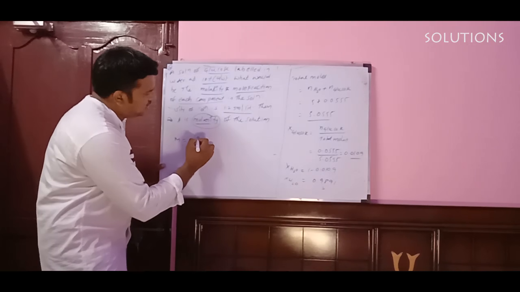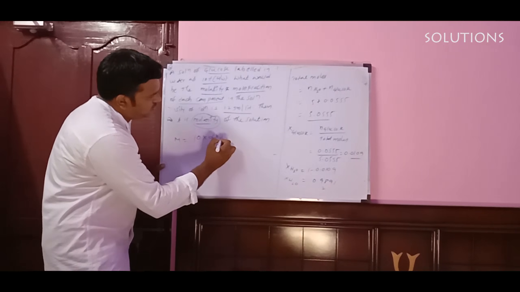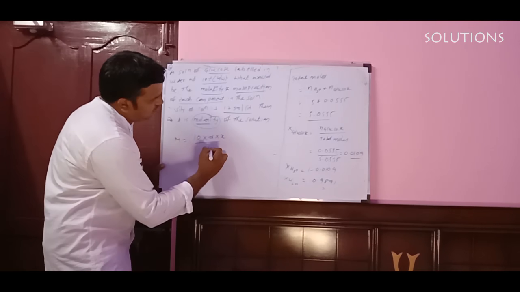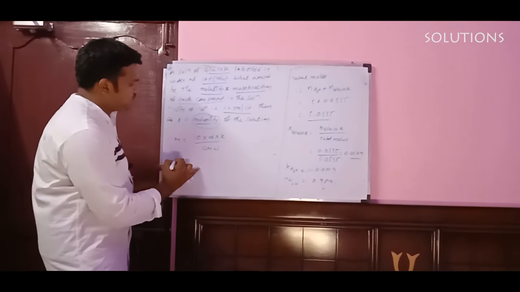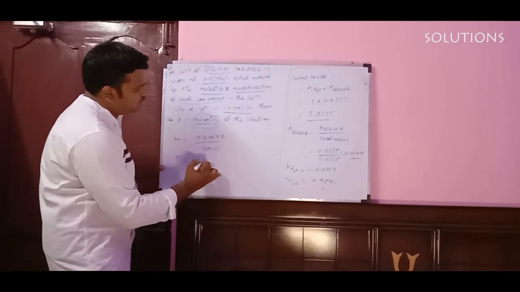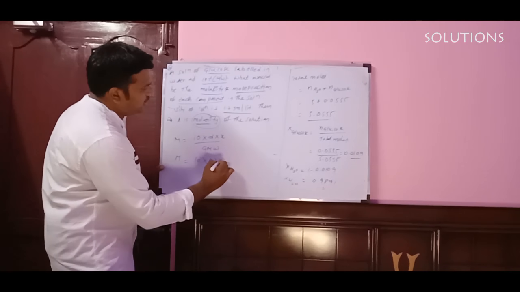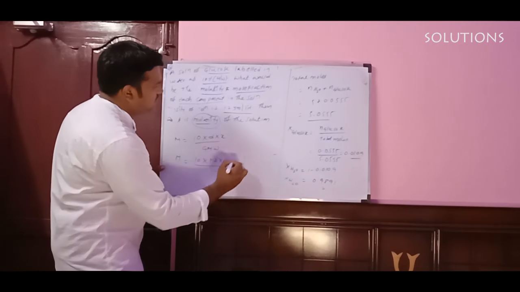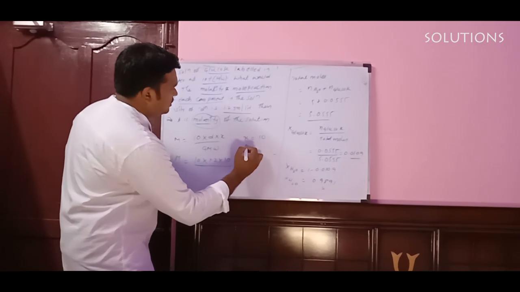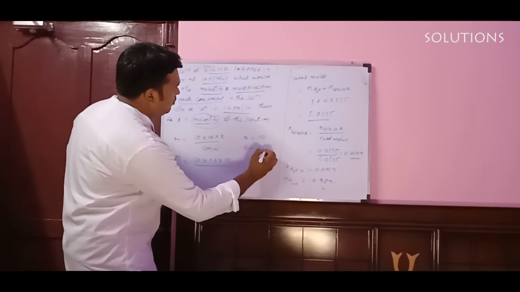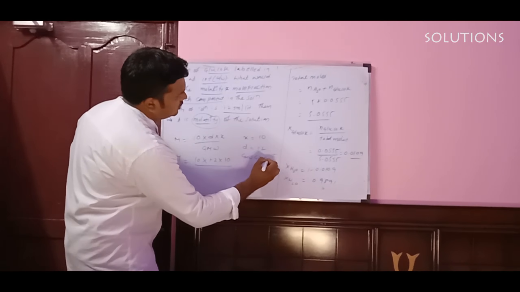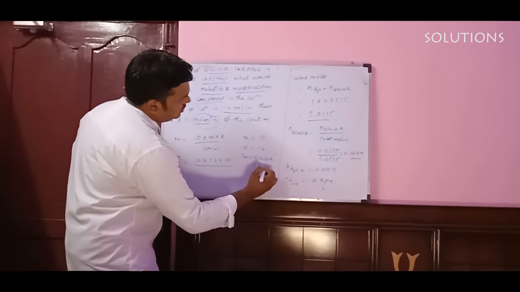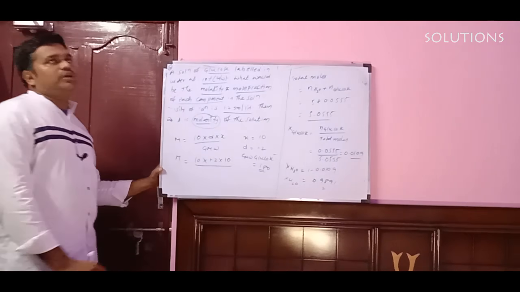You know one formula, 10 into D into X by gram molecular weight. So molarity M is equal to 10 into D into X by gram molecular weight. What is the density given? 1.2. What is the weight percent given? 10. X is equal to 10, D is equal to 1.2. So we have to take the gram molecular weight of glucose. That is 180.